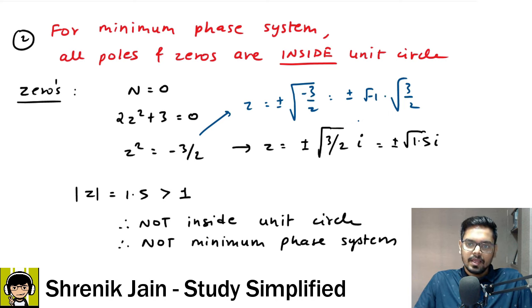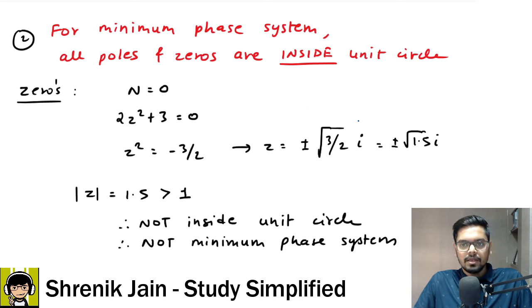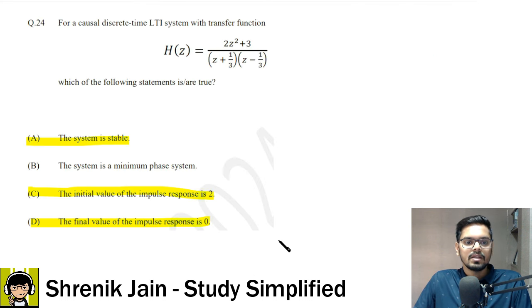Now, if you understood this calculation, then root 3 by 2 is 1.5. This is what we are going to get. If I take the mod of that, the length comes out to be 1.5, which means that the 0 is outside the unit circle. Since it is not inside the unit circle, it is not a minimum phase system. Therefore, which option is wrong?